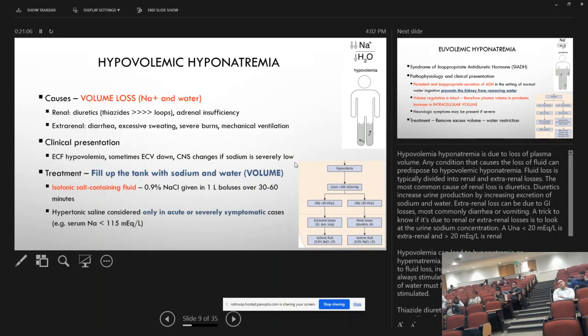So what are symptoms of severe hyponatremia? Seizures, coma. Okay? Those are probably the two main reasons to give hypertonic saline. If your patient is comatose, you want to correct that sodium fairly quickly. If they're seizing, you want to correct that sodium fairly quickly. If they don't have any of those, you're probably not going to use hypertonic saline.